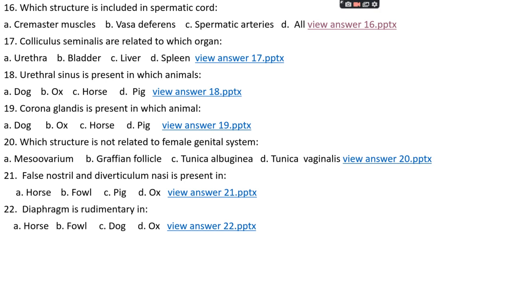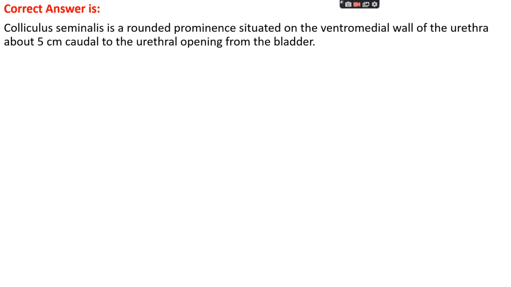Question number 17. Colliculus seminalis is related to which organ? Option A, urethra. Option B, bladder. Option C, liver. Option D, spleen. The right answer is option A, that is the urethra. Colliculus seminalis is a rounded prominence situated on the ventromedial wall of the urethra. It is about 5 centimeters caudal to the urethral opening from the bladder.